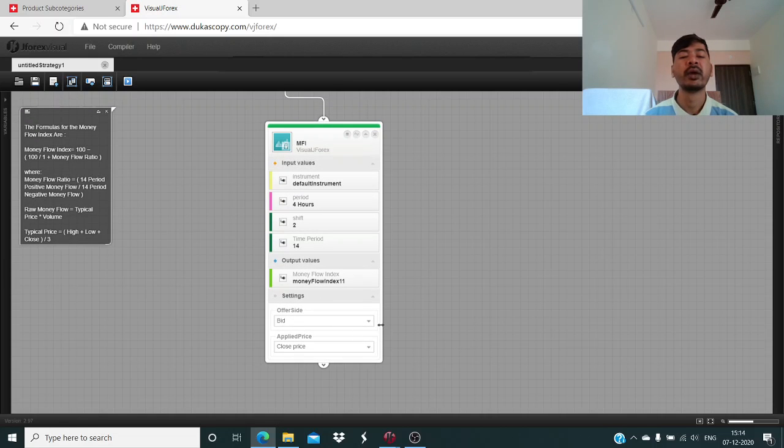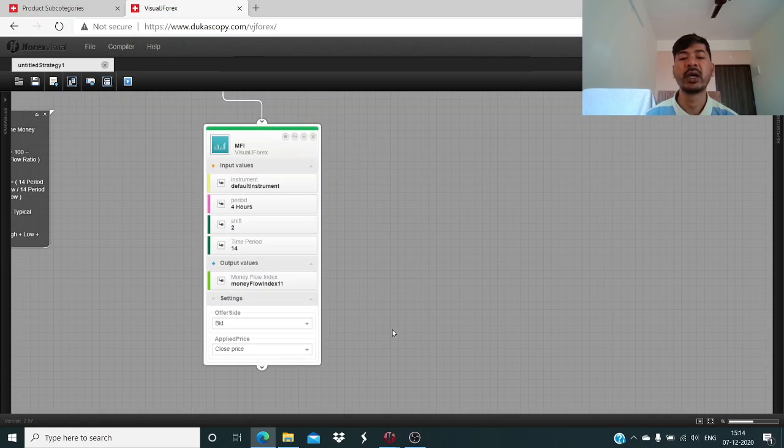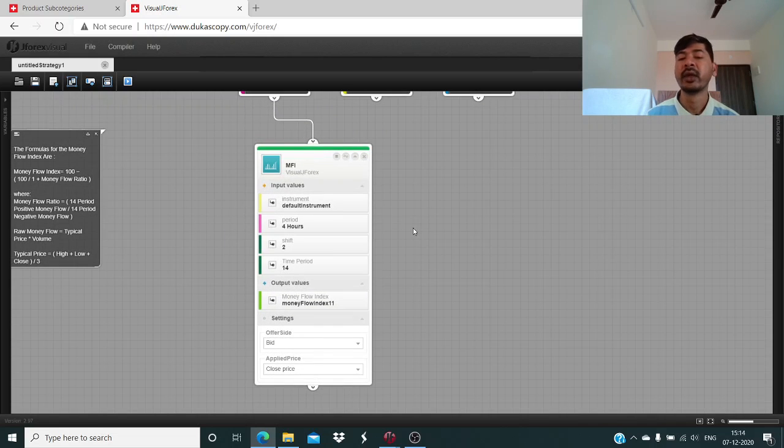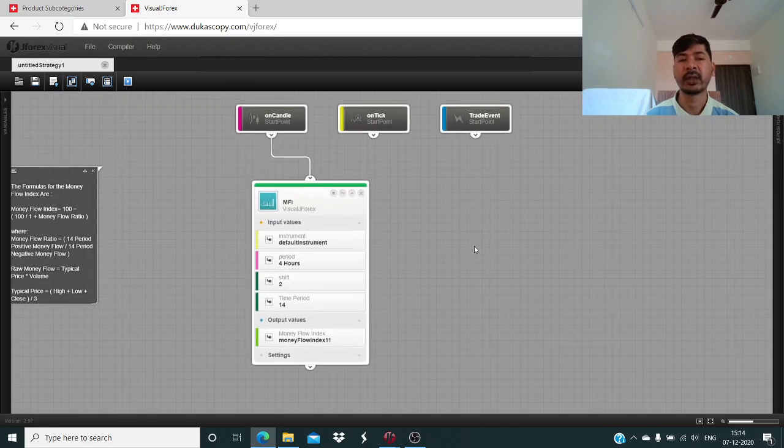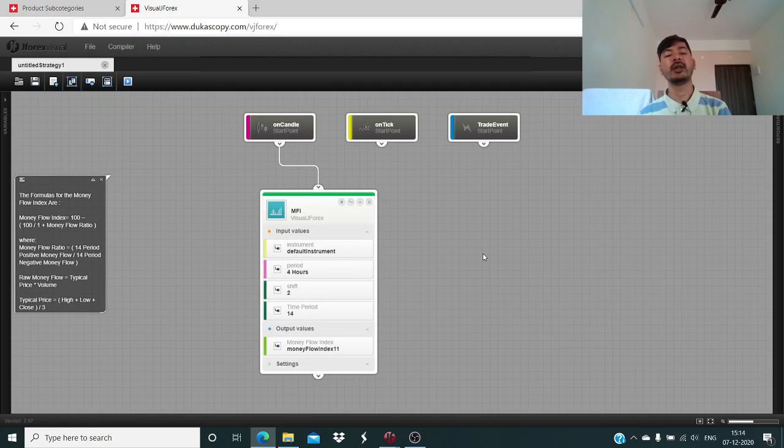These are fairly easy to understand. The upper side, there will be slight difference depending on the upper side, and also the applied price, which candlestick price you want to take into consideration while calculating the MFI, also has an impact on the output value. So you should pay attention to these aspects as well.